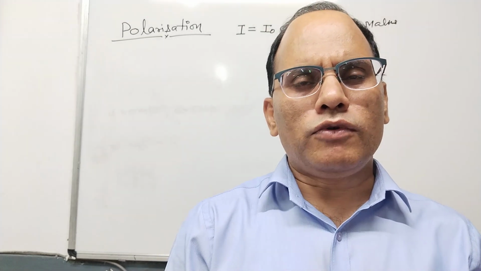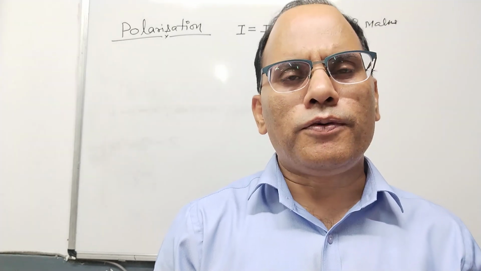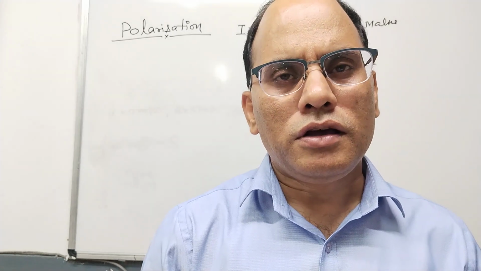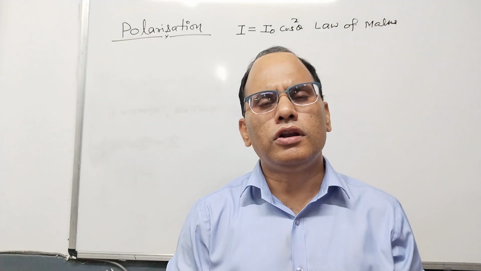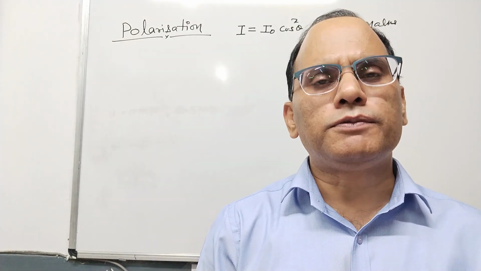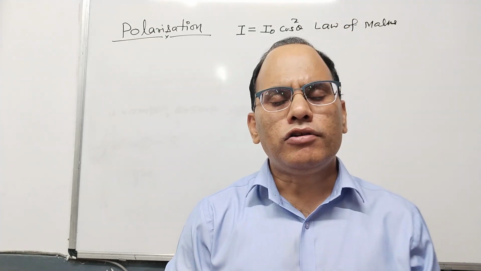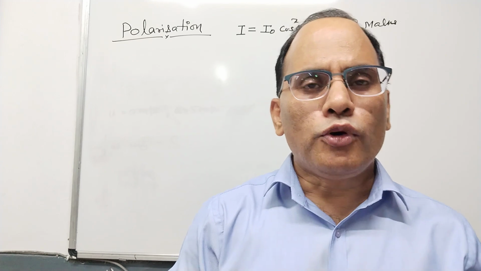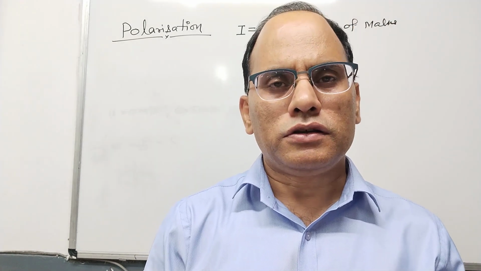So we will discuss polarization and the types of unpolarized light and polarized light. Unpolarized light means ordinary light which has vibrations in all possible directions. That is called unpolarized light. You can say natural light is unpolarized light. So what is polarized light? Polarized light means the vibrations are in a particular direction.